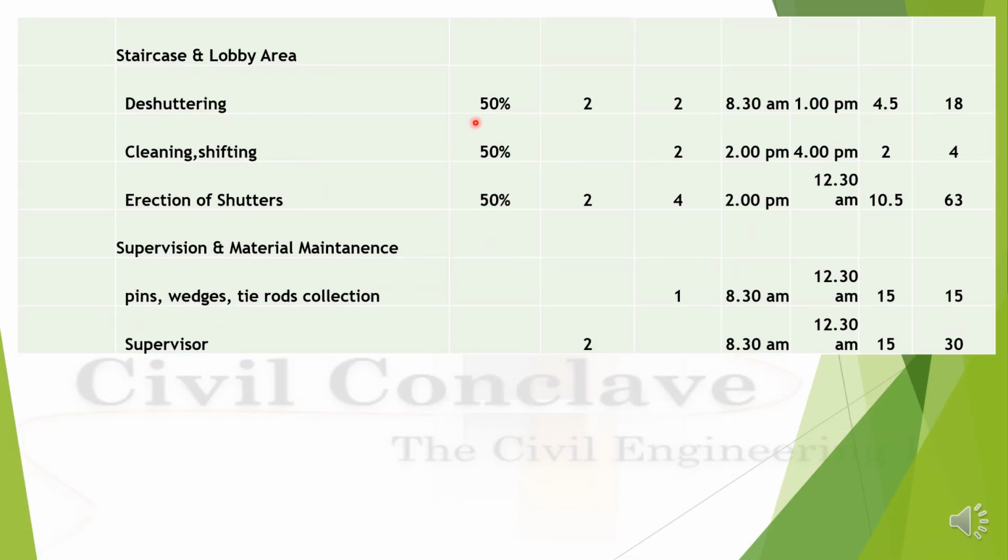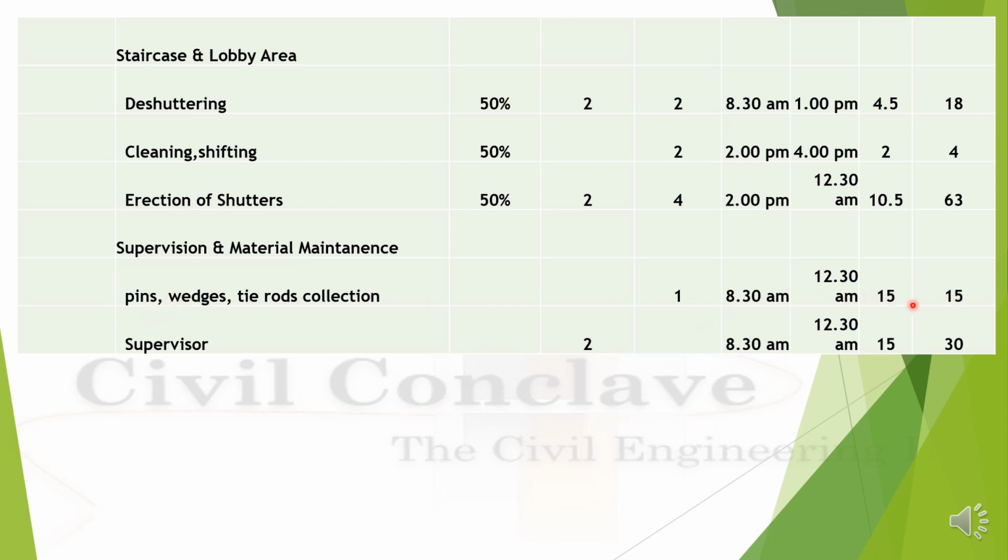Staircase and lobby area. De-shuttering 50 percentage, 2 carpenters, 2 helpers, 4.5, that is 18 hours. Cleaning and shifting 2 helpers, 2 hours, that is 4 hours. Erection of shutters 50 percentage, that is 2 carpenters and 4 helpers, 10.5 hours, that is 63 hours totally.